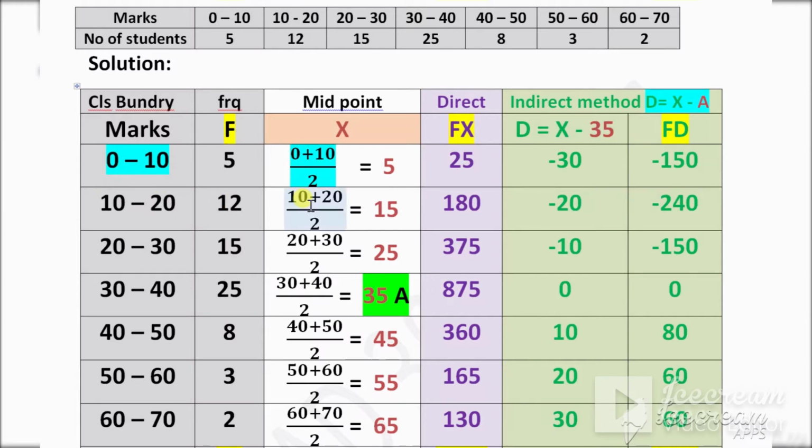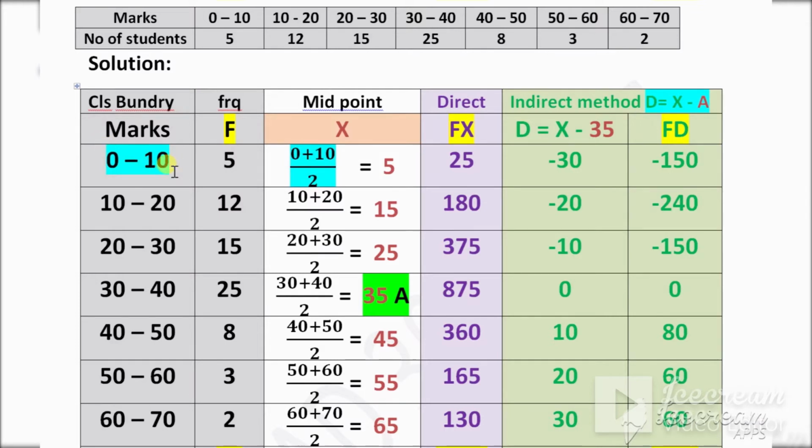10 plus 20 divided by 2 is 15. 20 plus 30 divided by 2 is 25. 30 plus 40 divided by 2 is 35, and so on. So just add up these two numbers and divide by 2. We do this when class limits or class boundaries are given in the question and we have to find x, then always we will proceed this way.